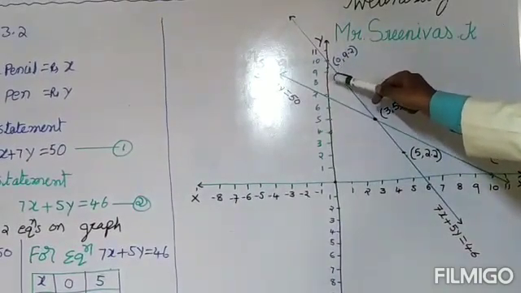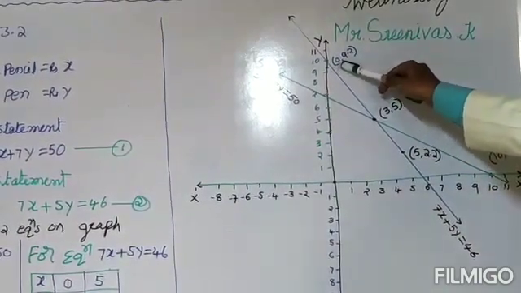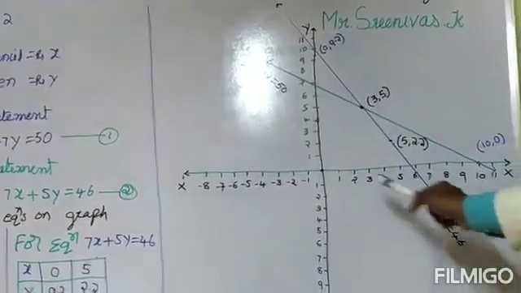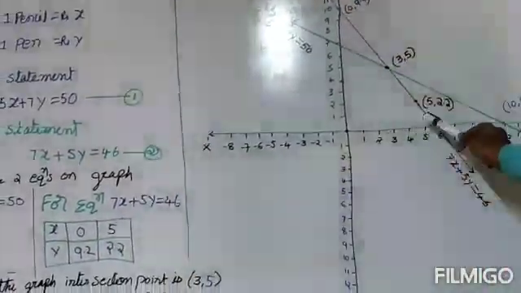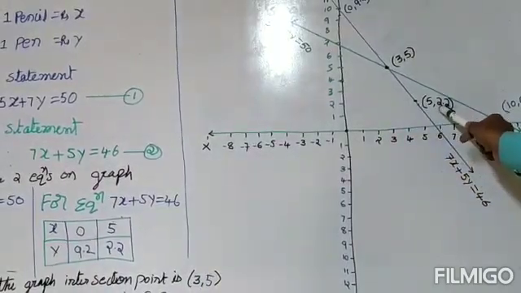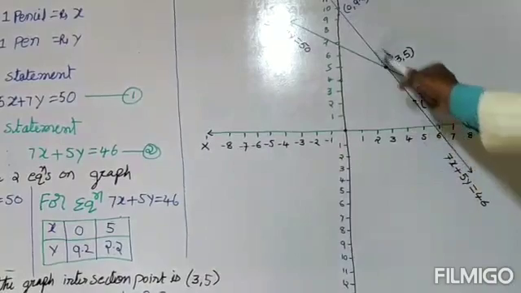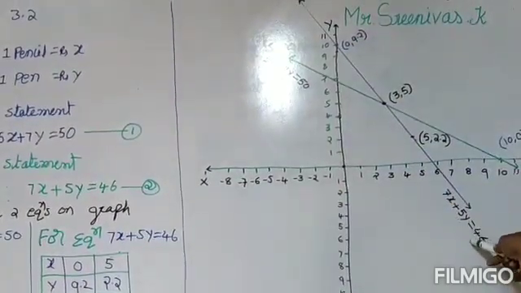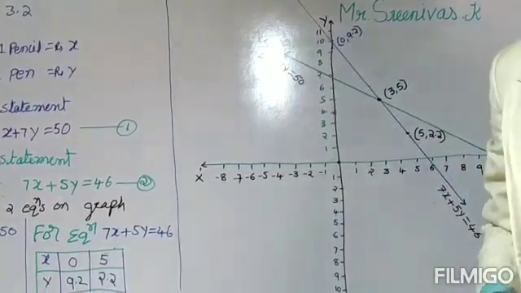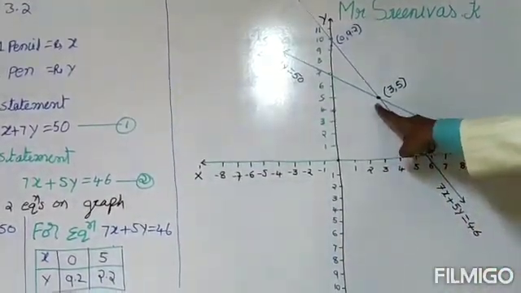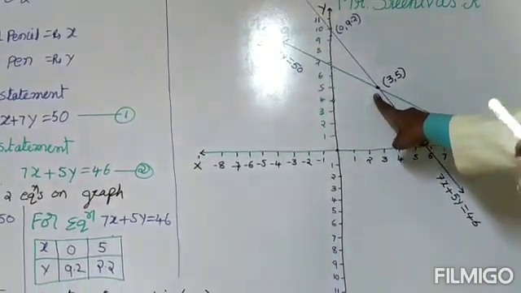I mean 0, 9.2 means x-axis 0, y-axis 9.2 on positive axis. And the next point you are taking is 5, 2.2. X-axis 5, y-axis 2.2. And take the pencil, join these 2 points, you will get the line 7x plus 5y equal to 46. So here the important thing is that these two lines intersect at 3, 5. So this is our graphical solution.